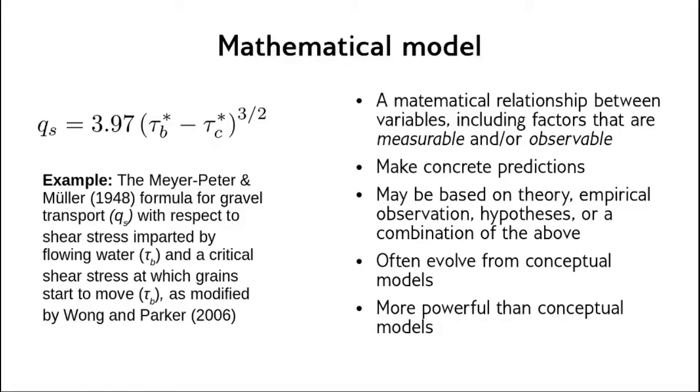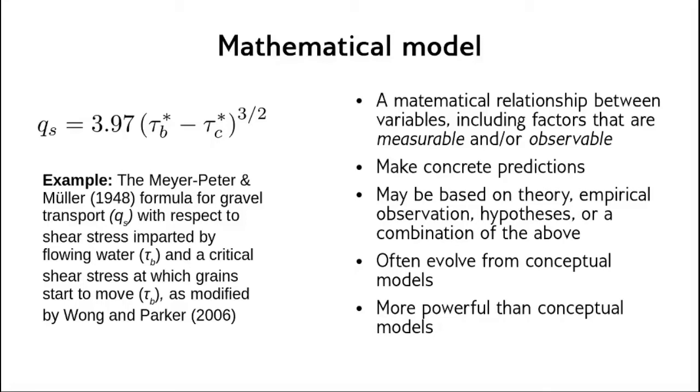So mathematical models mean that we actually have a mathematical relationship between variables, including factors, and this is a real key point, that are measurable and or observable. So what this means is we can take something that we can observe and we can compare it and get something else out of it. So for example, we can actually observe the factors that go into the stress that a flow is imparting on its bed. And then we can make a prediction about how much gravel the river will be able to move as a result of that stress. And so we can make these sorts of concrete predictions.